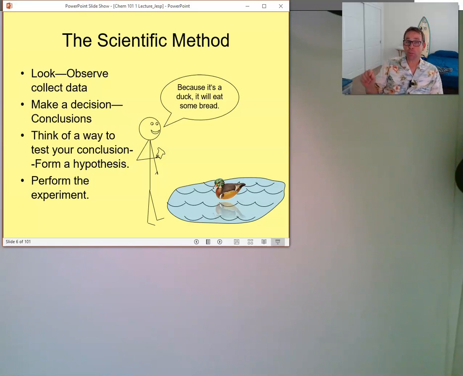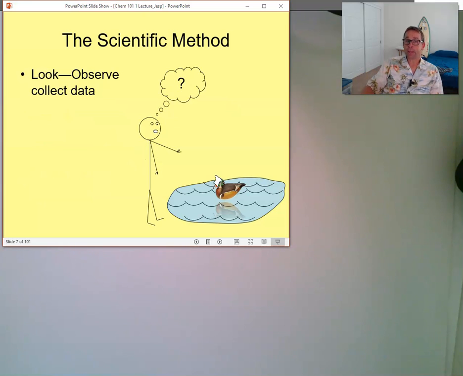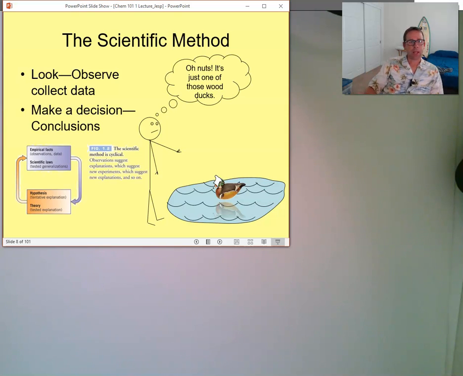And then you can perform an experiment based on that hypothesis. The hypothesis generally introduces the experiment. It says, for example, because this is a duck, it's going to eat some bread. So I threw some bread at it, but the duck didn't eat the bread. So then I start the process over. I look again, I make a new observation, I collect the data, and I make another hypothesis or some more conclusions. I might say, oh, nuts, this isn't a real duck, it's just a duck made of wood.